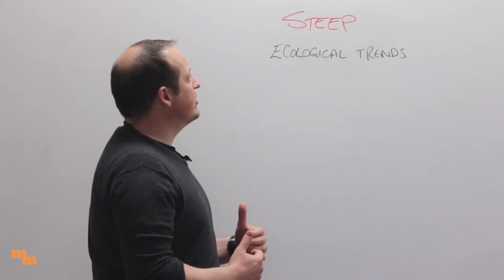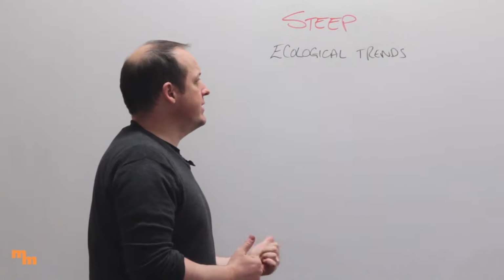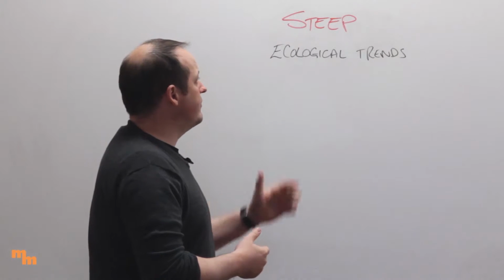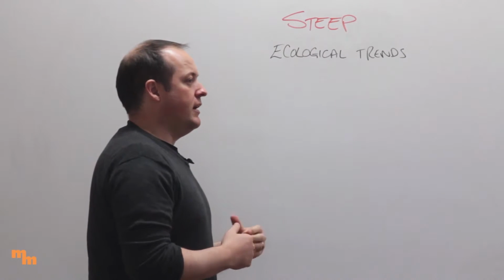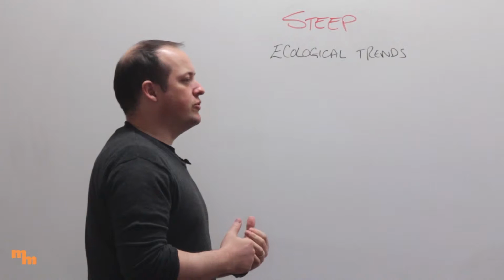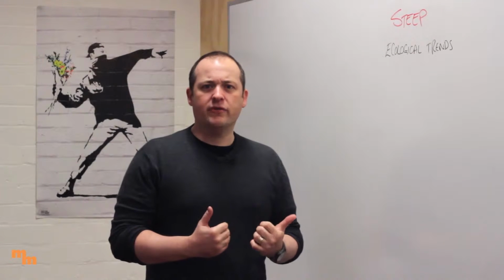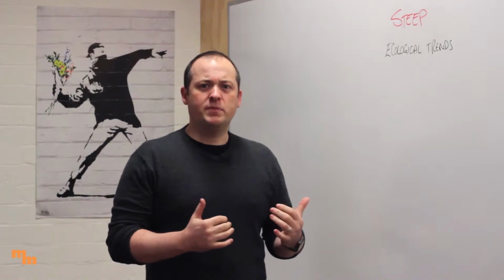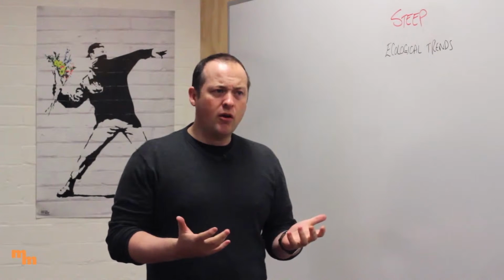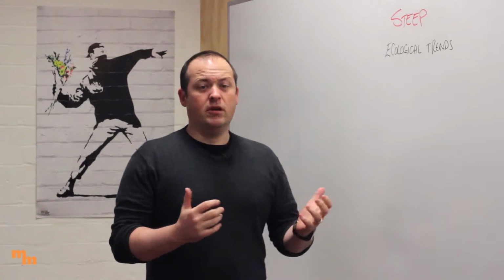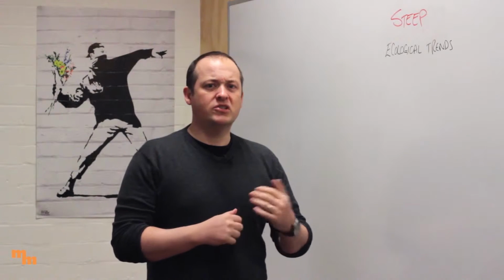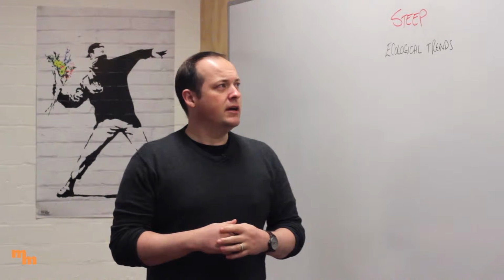Okay, so in this session we're going to continue talking about STEEP, and the next letter we need to get into is the E for Ecological Trends. What we're talking about with ecological trends is the environmental factors, which can include ecological and environmental aspects such as the weather and climate. We're looking at climate change specifically, which can especially affect industries such as tourism, farming and insurance.